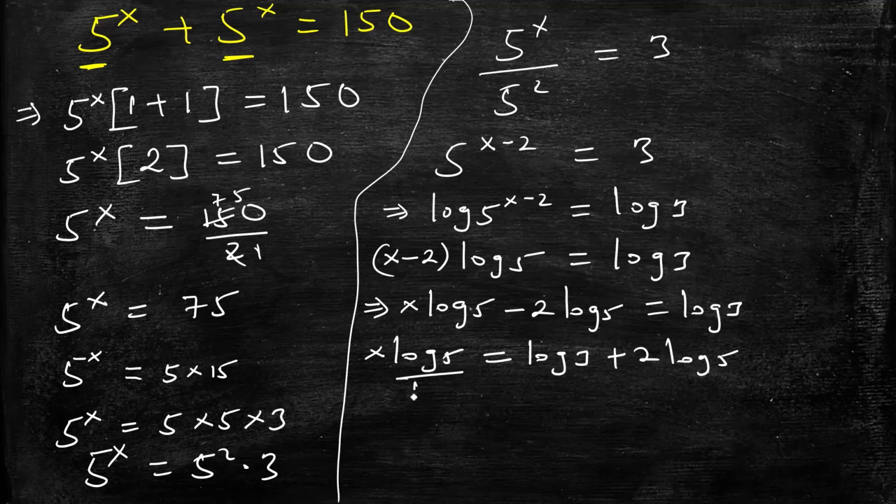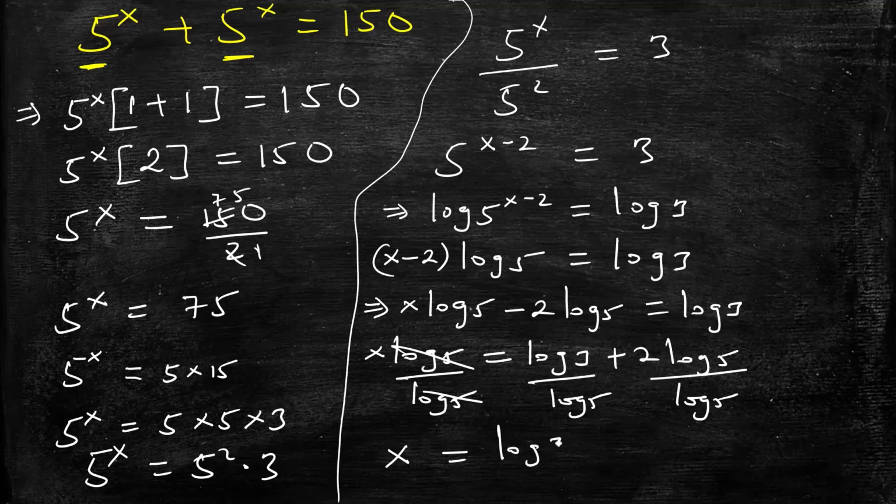So let's divide both sides by this log 5. So this one will go, I will be left with x here. So this side will be log 3 over log 5 plus 2.